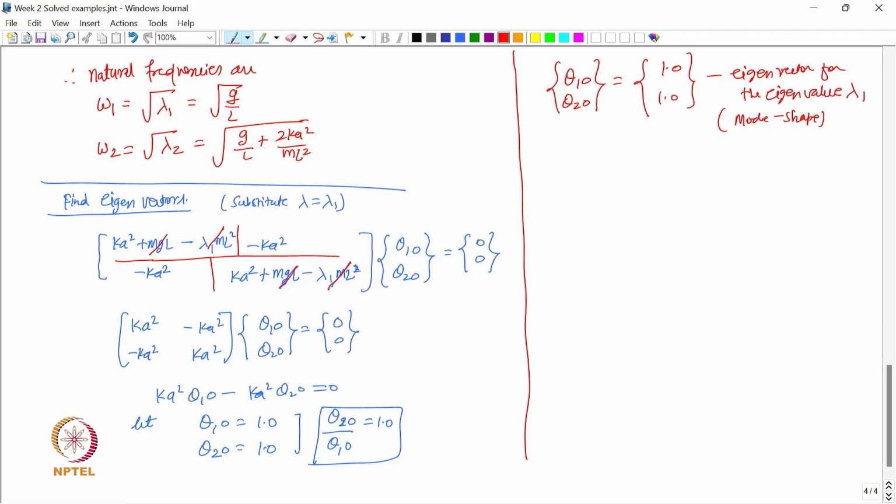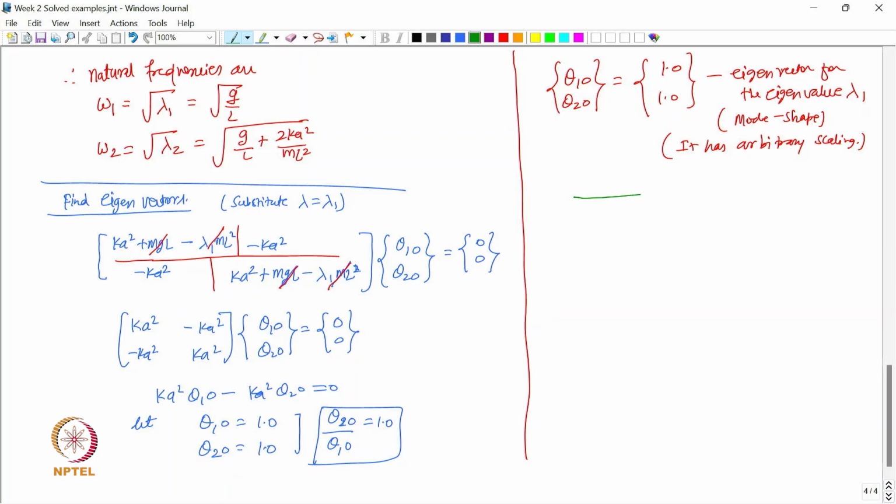So, the scaling of this vector is arbitrary, it has arbitrary scaling, correct, which means that we can multiply this vector by any constant, any scalar. The eigenvector as such will not change, but the overall scaling will change, right. So, this is the first mode, and then if you sketch this mode, how it appears.